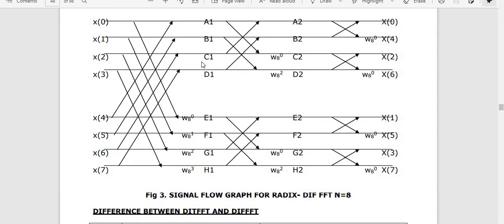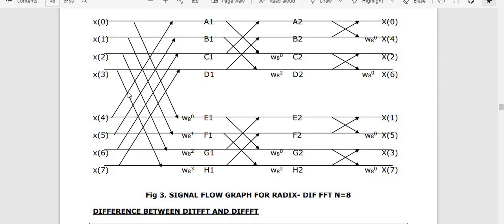For C1, x of 2 plus x of 6. Right? Whenever the line is touching, that line we have to consider. What is D1? X of 3 plus x of 7. So these are my values, right, students? So we can write those values. Now for E1, what I can write, students? X of 0 minus x of 4 because this is a feedback. So we have to take both the values, then we subtract and multiply with W8 power 0. What is F1? X of 1 minus x of 5 of W8 of 1.